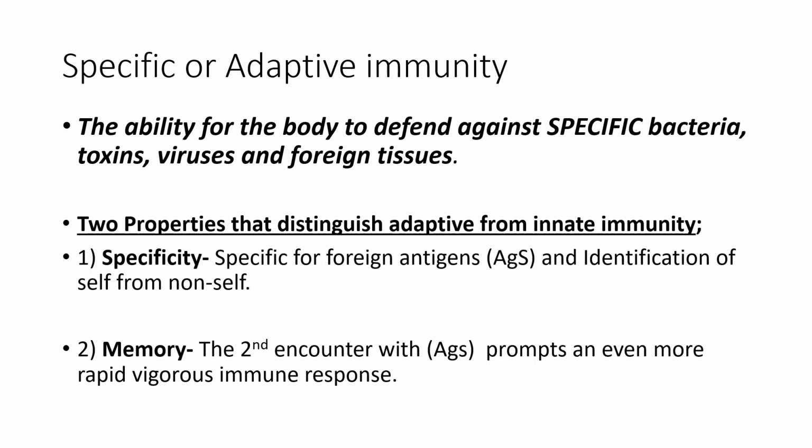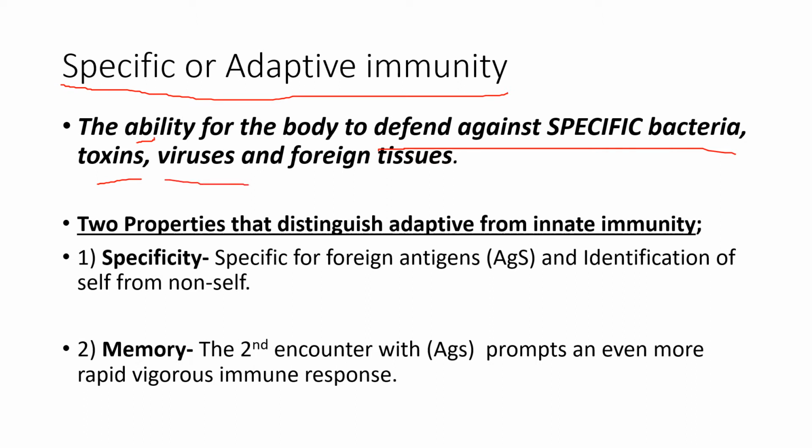How healthy is the host? And so that's another topic. So specific or adaptive immunity is the ability for the body to defend against specific bacteria or toxins or viruses or foreign tissues. And it has two properties that distinguish adaptive from the innate. Remember, the innate wasn't very specific.